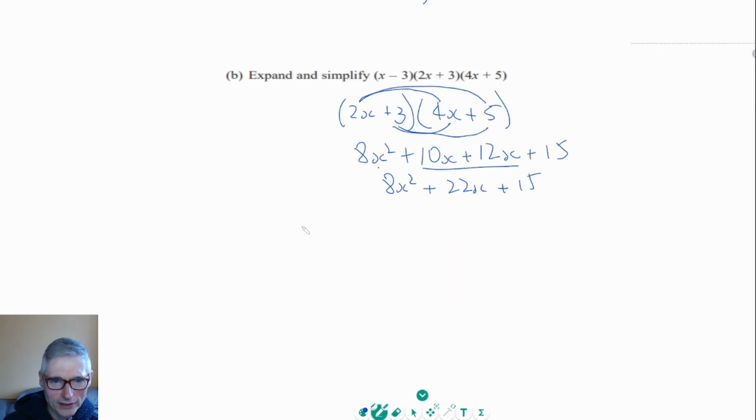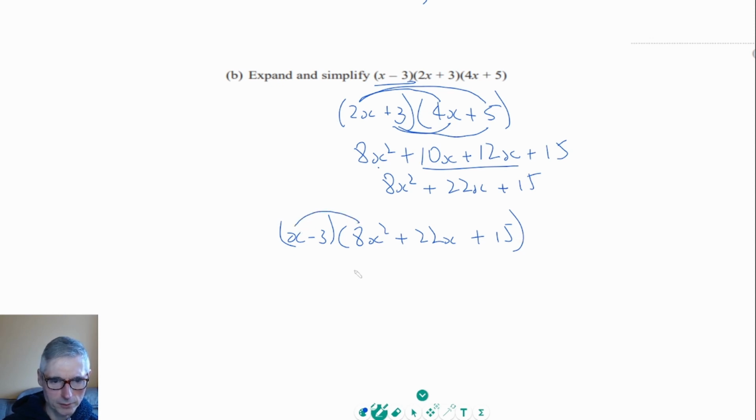So I'm just going to write this out again and multiply everything by the x minus 3 bracket that we've not done yet. So I'm going to put this in a bracket, 8x squared plus 22x plus 15. And it's in a bracket so that I know that everything there has to be multiplied by the x minus 3. So now I'm going to multiply everything in the second bracket by the x minus 3. So I'm going to go through that.